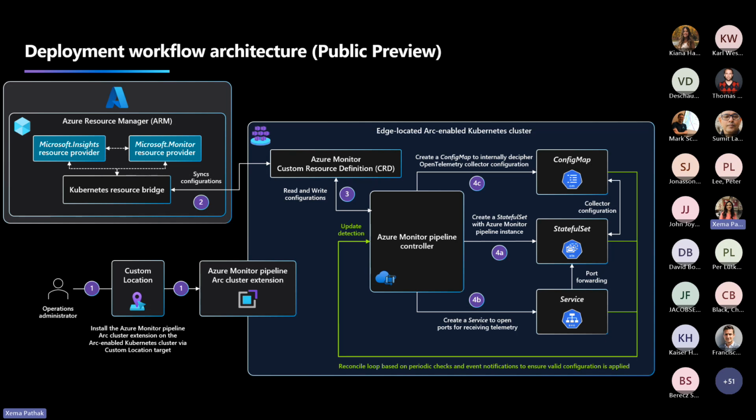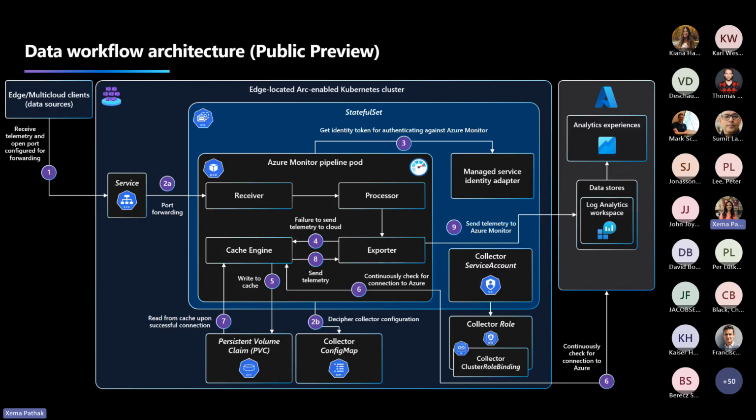But essentially, once the extension is deployed, this will create all the necessary components for you to interact with the telemetry that you want to receive. And I'll now dissect the stateful set, because that essentially is the pipeline instance that you will be configuring. Since it's leveraging Open Telemetry Collector as its foundation, you will have those typical components like receiver, processor, and exporter. Your receiver component is something that you will be configuring to receive the telemetry.